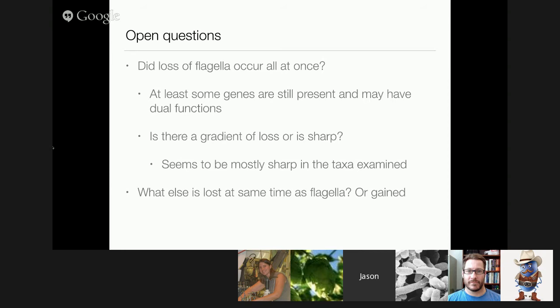So we can identify other proteins that are found only in the fungi that don't have flagella, and those might be interesting things to look at. It's the opposite version of that pattern in the heat map.